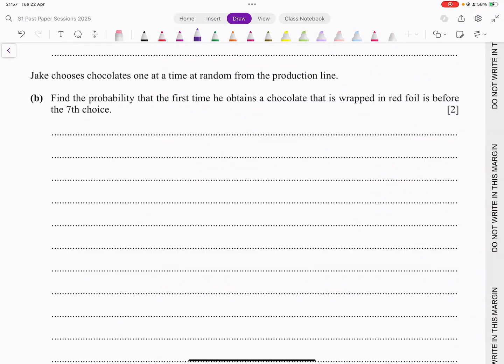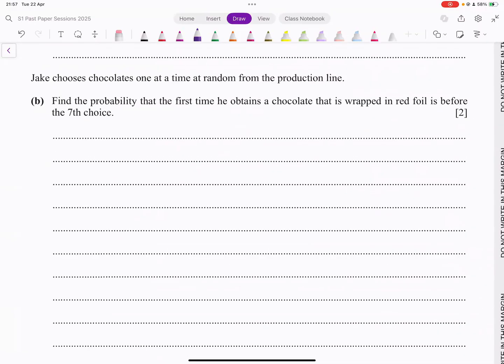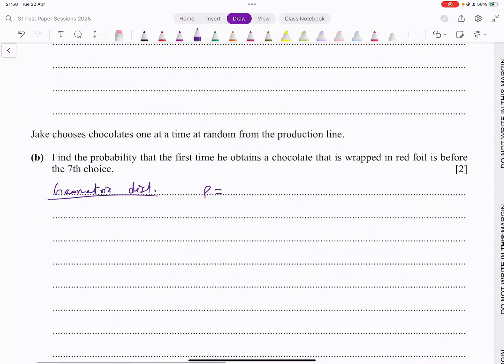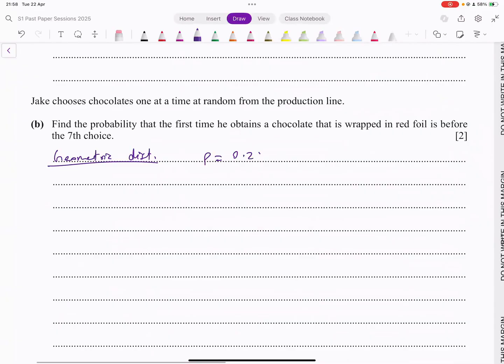First time you're choosing something. What does that mean? First success. What does that remind you of? Geometric distribution, right? So now it's geometric distribution. Probability of getting your first success on a particular attempt, that's geometric. What's the criteria for success? They're talking about wrapped in red foil again. Probability for that was 0.25. So probability of success is 0.25. Probability of failure, that's 0.75.